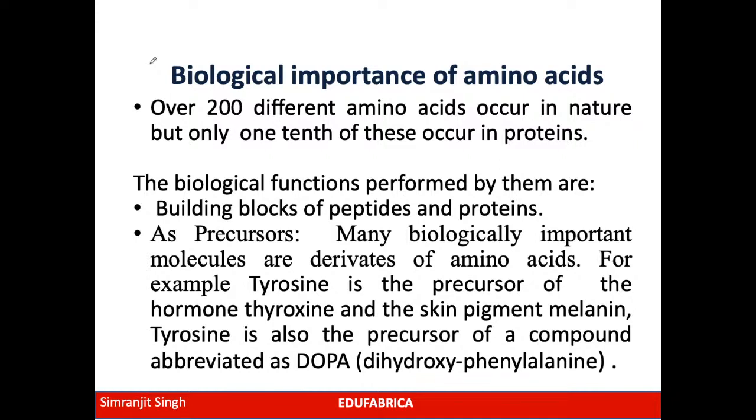The biological functions performed by them are, as we know, they are the building blocks of peptides and proteins, and as precursors, many biologically important molecules are derivatives of amino acids. For example, tyrosine is a precursor of the hormone thyroxine and a skin pigment melanin. Tyrosine is also a precursor of a compound abbreviated as DOPA, dihydroxyphenylalanine. So tyrosine is a very essential amino acid in the production of thyroxine, melanin and DOPA, which have a very essential role in our body.